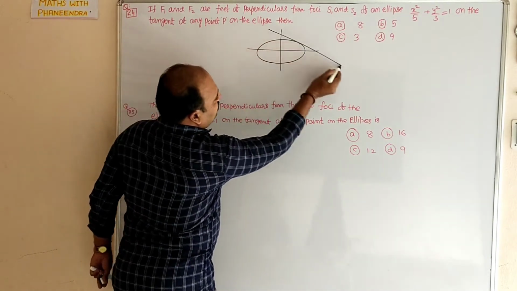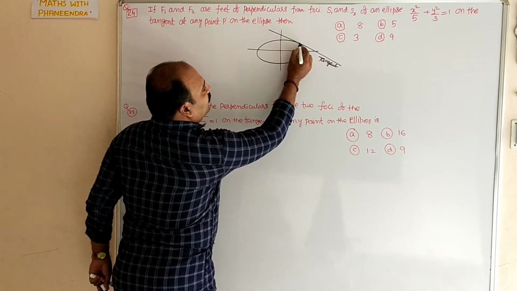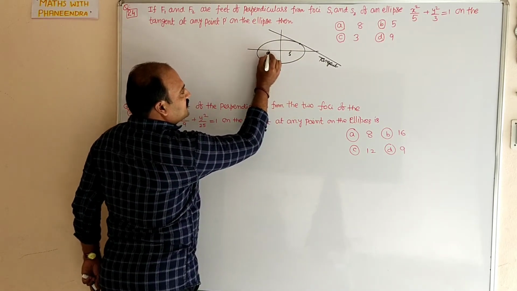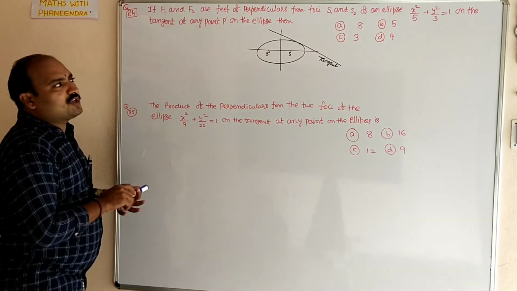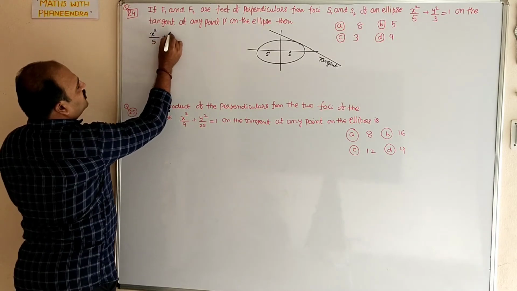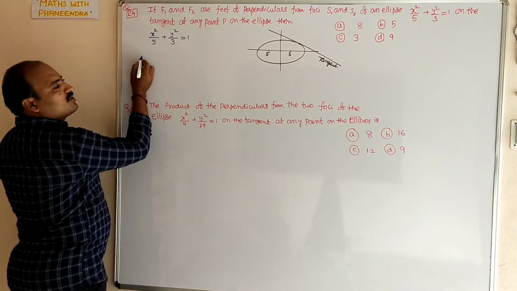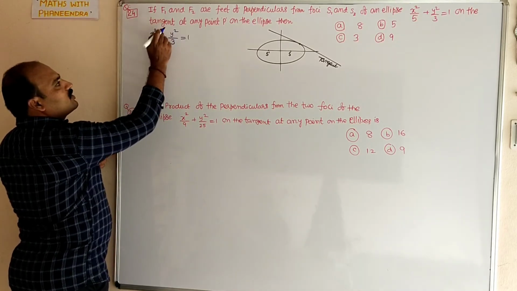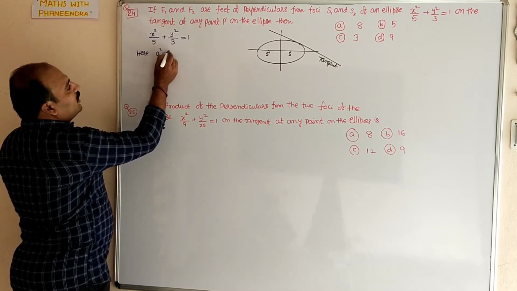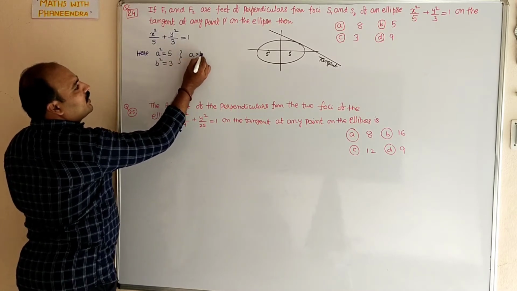This is the tangent equation at the point here, and this is one focus, another focus is S dash. What is the given equation here? The given equation of the ellipse is x square by 5 plus y square by 3 equal to 1. By comparing with the standard equation of ellipse, x square by a square plus y square by b square equal to 1, here a square is equal to 5 and b square equal to 3. By observing these values, clearly a is greater than b.